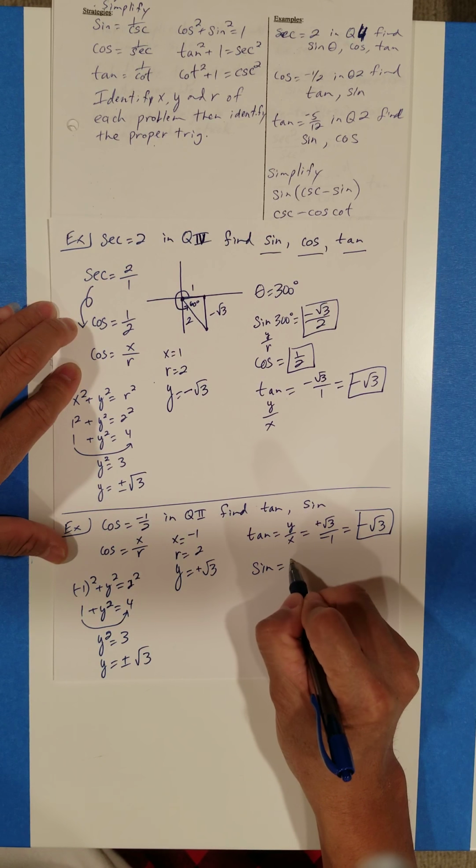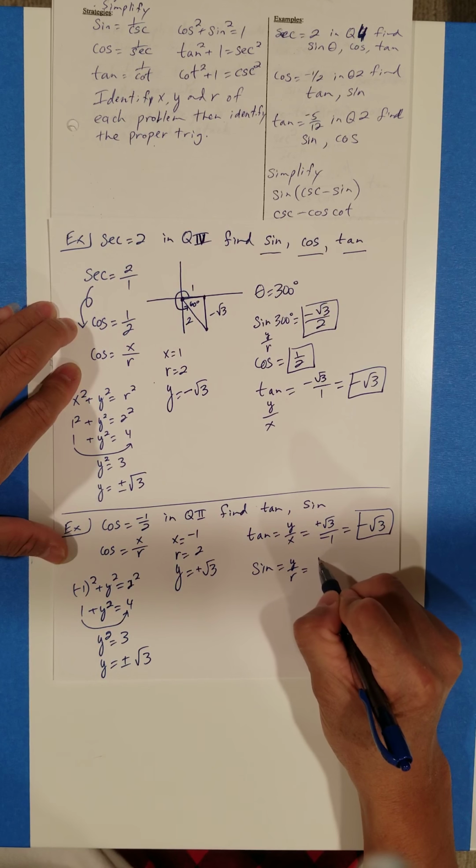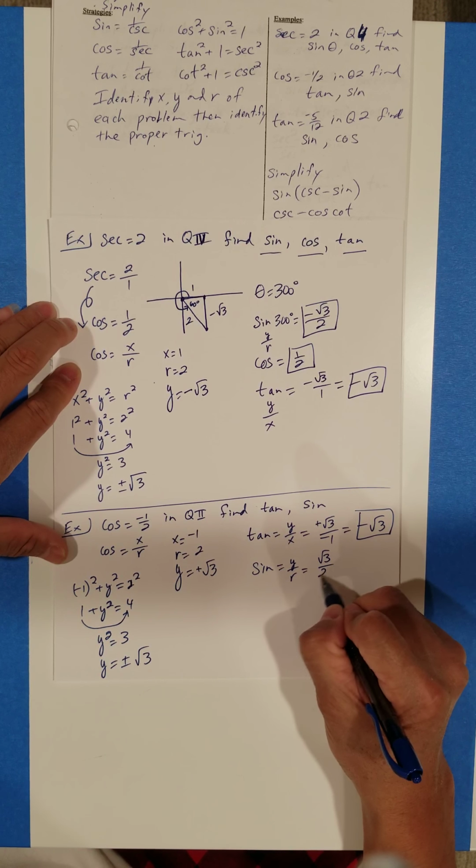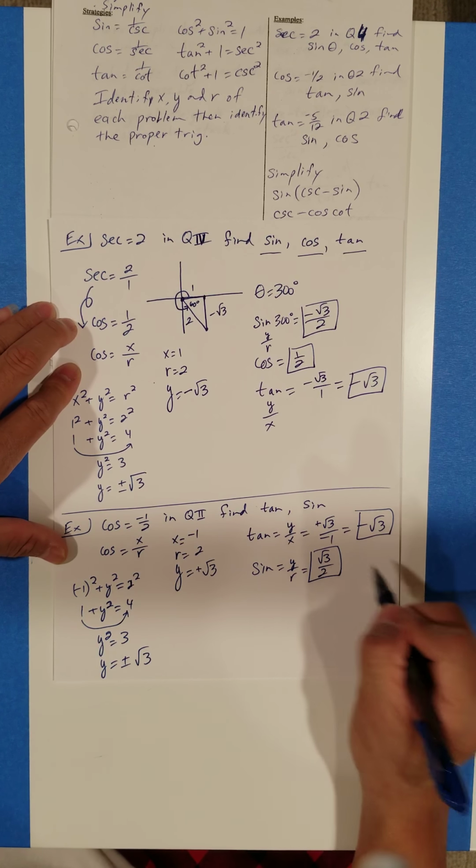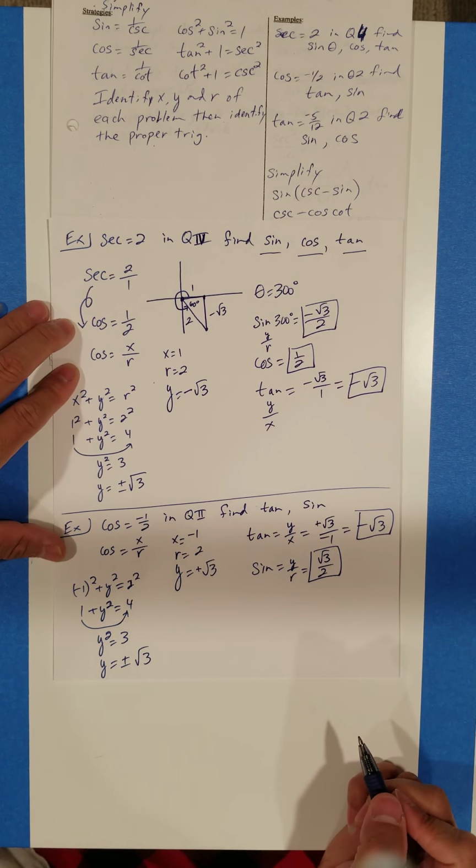Sine is Y over R, so radical 3 over 2. And then that's our answer. We can't simplify anymore. All right, that's it. That's our second example. Okay, we'll do one more example on finding trigs here.